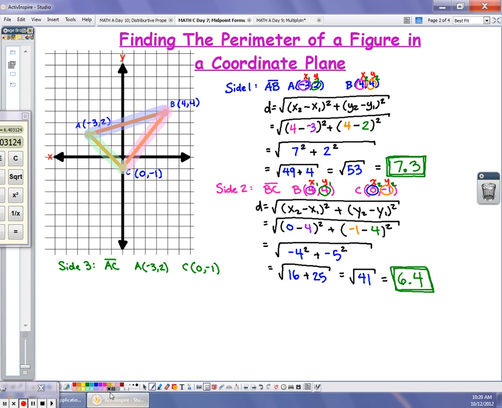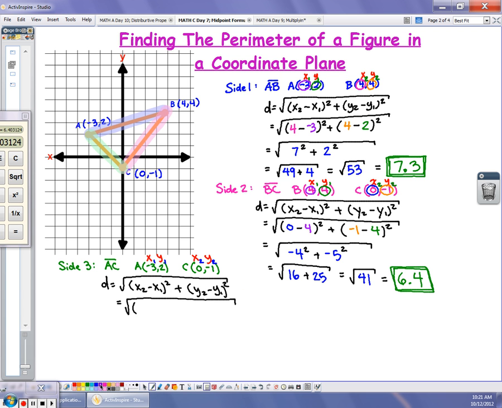We'll use the distance formula one more time, and we have D is equal to the square root of x2 minus x1 squared plus y2 minus y1 squared. Every ordered pair has an x and a y. So we have an x and a y here, an x and a y here. And again, the first ordered pair will be our 1's, our second ordered pair will be our 2's. We'll just substitute our information into our formula.